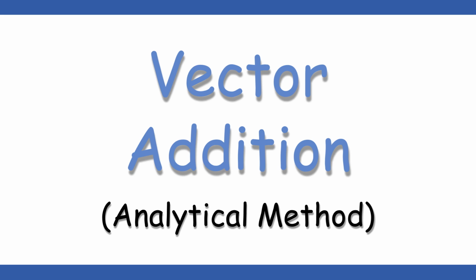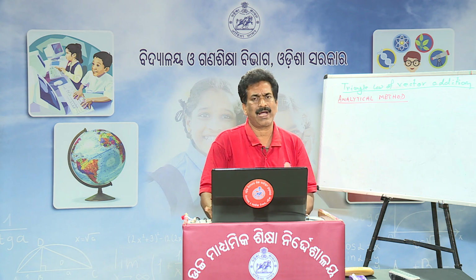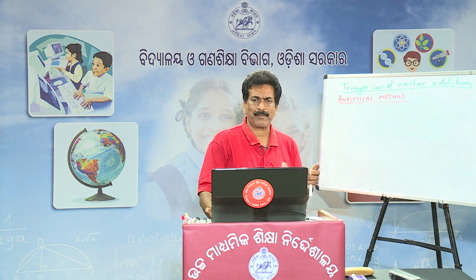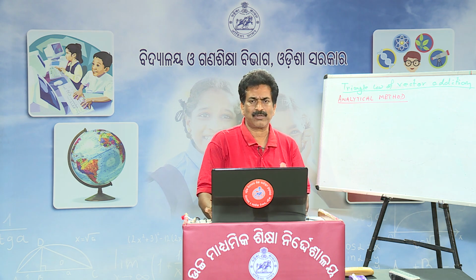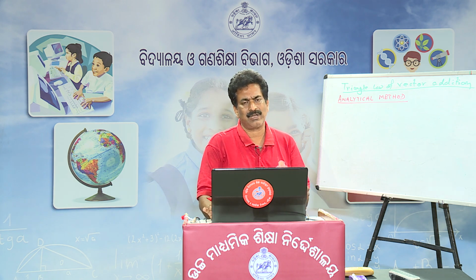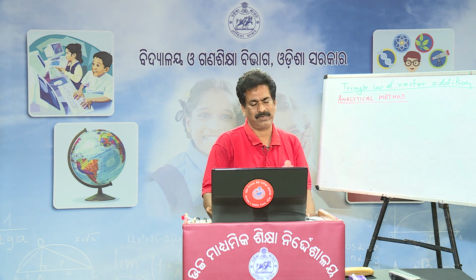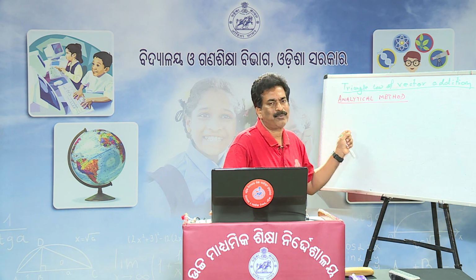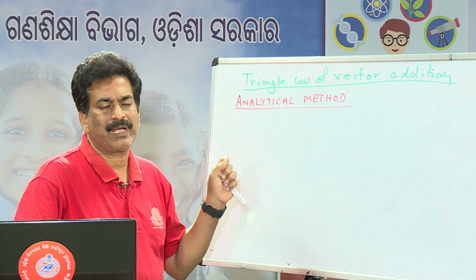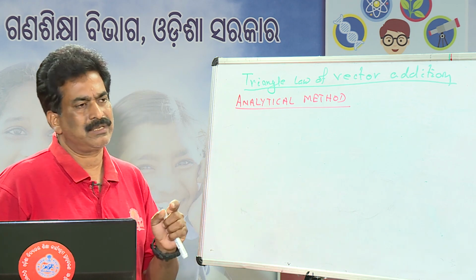In the analytical method, we find the magnitude and direction of the resultant vector. In the graphical method also we calculate the magnitude and direction, but for that we need a scale, a meter scale or a small compact scale, and also a protractor. But here, looking at the data provided, we can find out the resultant's magnitude and its direction.